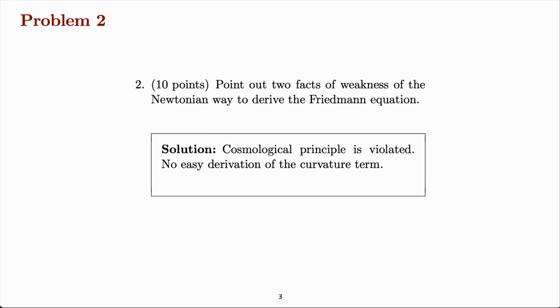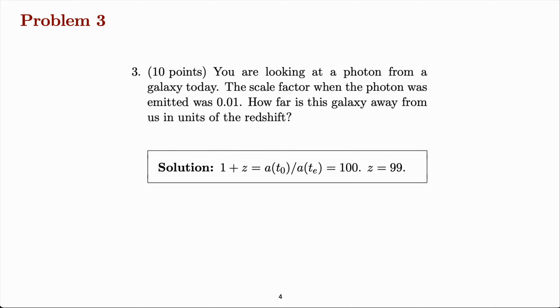Number 1, the cosmological principle is violated because we assume a center. Number 2, there's no curvature term in it; it appeared only as an integration constant. So these are the 2 points that you are supposed to write.